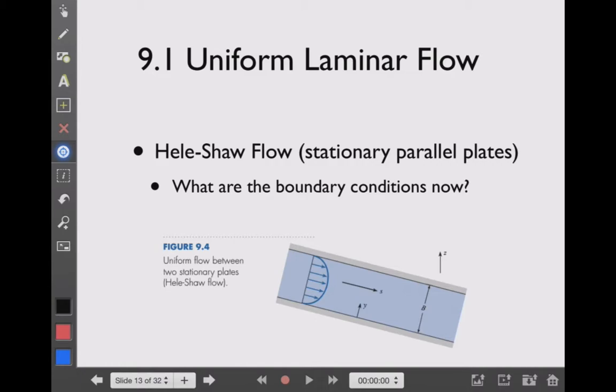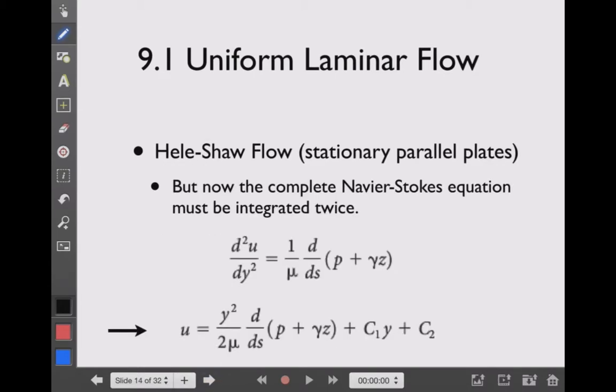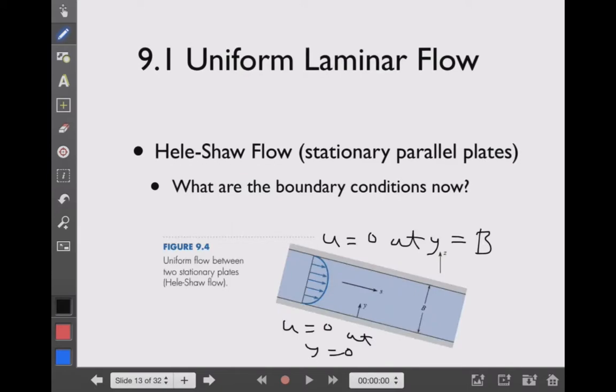So the boundary conditions are, at this boundary, we have u equals 0 at y equals 0. And we also have u equals 0 at y equals, in this case, b, because they're using b as being basically the thickness of the fluid between the two stationary parallel plates. And this time we are allowing the plates to be angled.